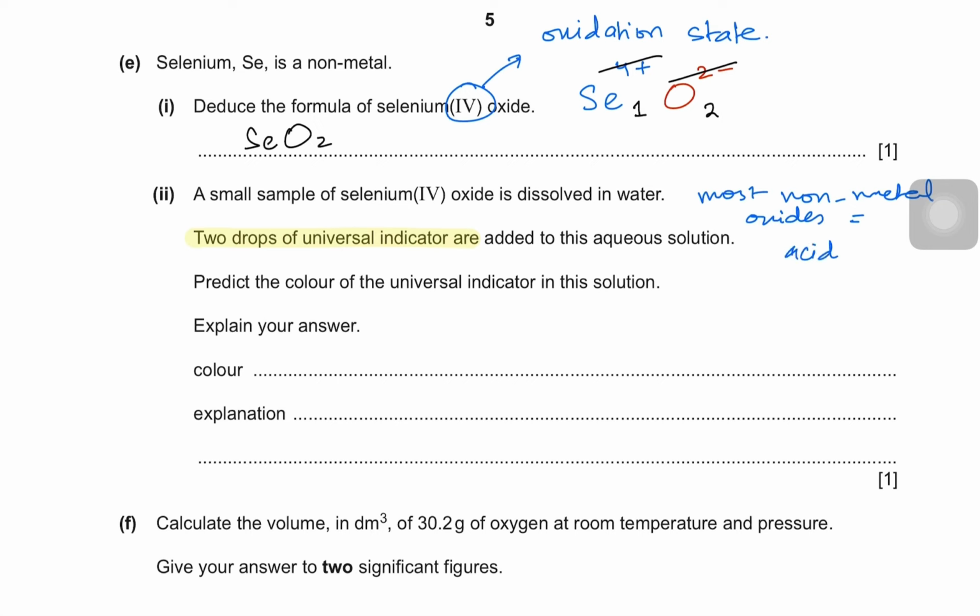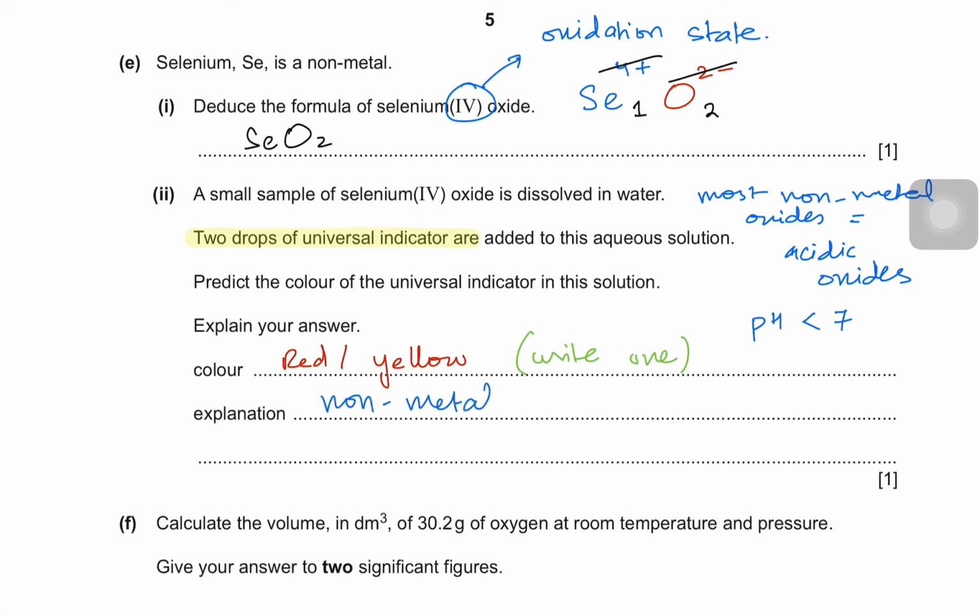oxides are acidic oxides, and since they are acidic oxides, the pH has to be lower than 7. So my colour choice is going to be somewhere in the acidic range, and that is why I will either pick red or yellow. I do not know how strongly acidic it could be, so I can pick both answers, and your examiner will mark only one, but both should be acceptable. My explanation is that it's a non-metal acidic oxide. So the pH of my solution will be less than 7.